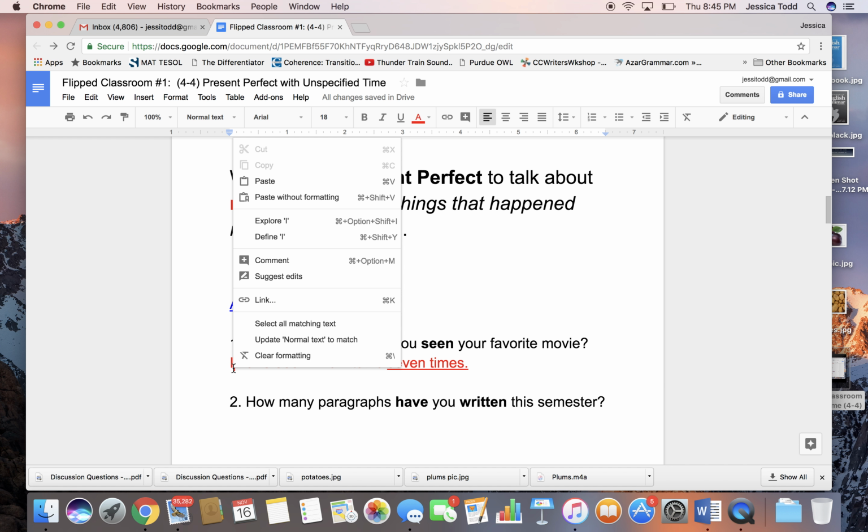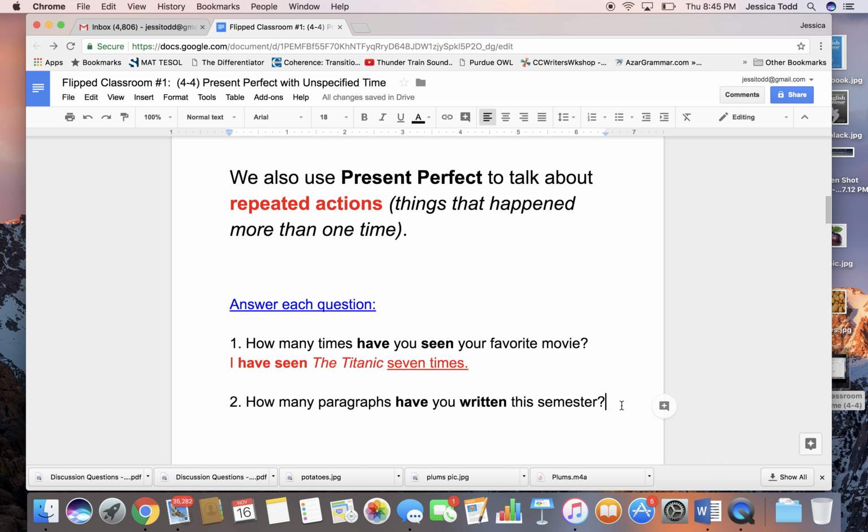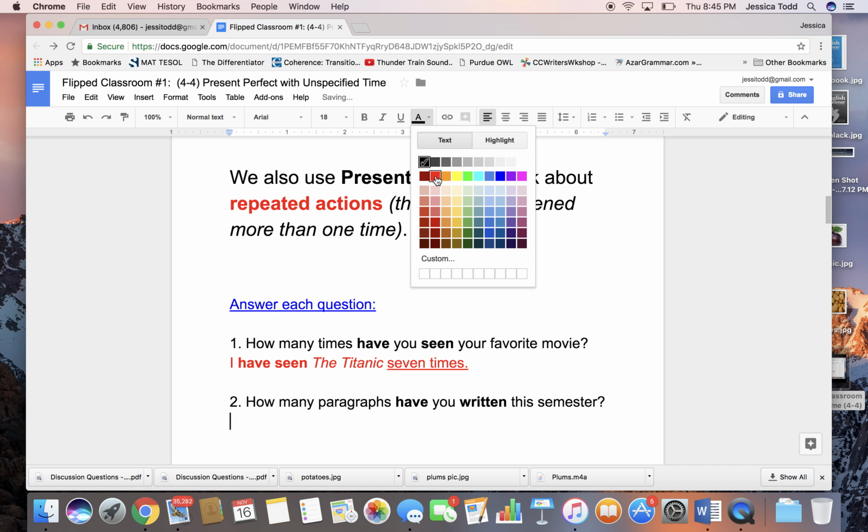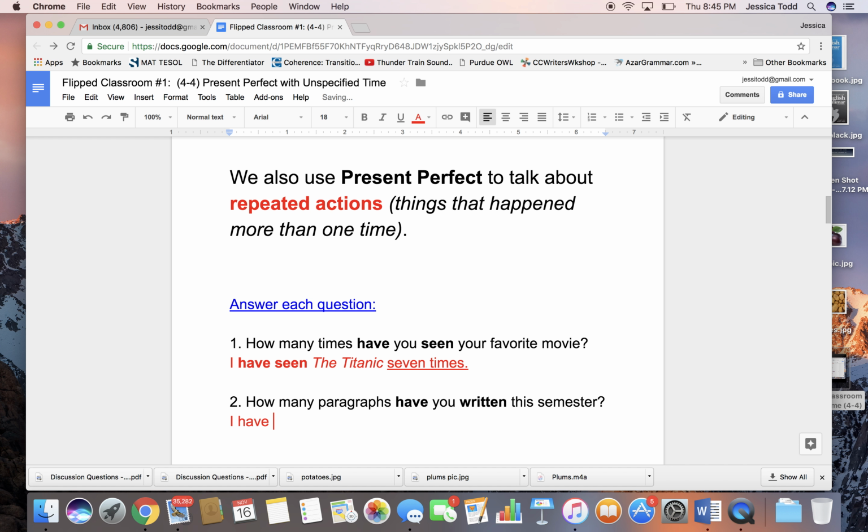Let's have a look at the second one. How many paragraphs have you written this semester? Okay, so you can say something like, I have written 4 paragraphs this semester, okay? Here, we use the present perfect, and we're not talking about how many times, but we're talking about the repeated actions of how many paragraphs. I have written 4 paragraphs this semester.